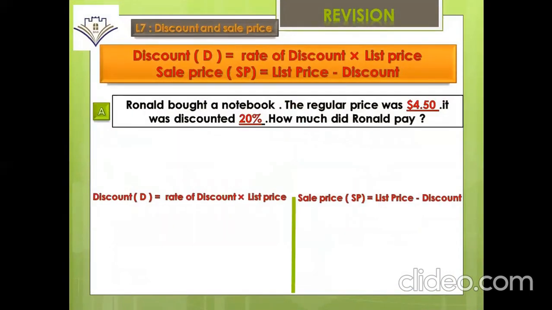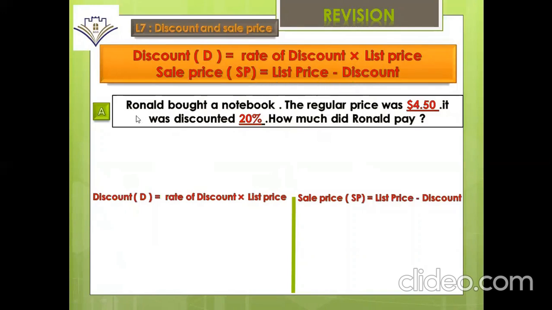Discount and sell price. Look at these two rules. Discount equals rate of discount multiply list price. And sell price, SP, equals list price minus discount.